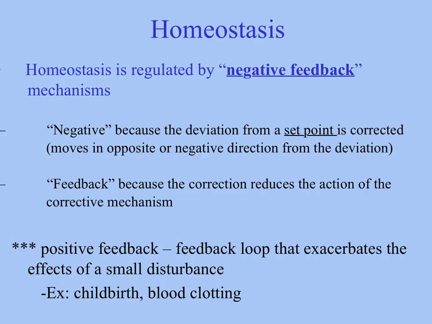So, for example, childbirth is considered a positive feedback mechanism whereby the cervix of the uterus stretches with the baby coming out, sends a signal up to the brain, hypothalamus, posterior pituitary to release oxytocin. Oxytocin goes down to the smooth muscle of the uterus, causes the uterus to contract, pushing the baby down further, stretching the cervix more, feeding back up to the brain, and again, more oxytocin, more stretching, until the baby is born, and then that's when the feedback loop ends.